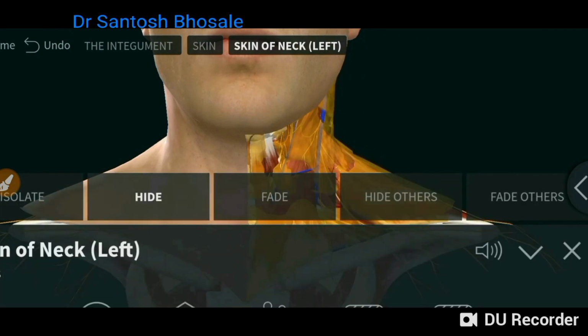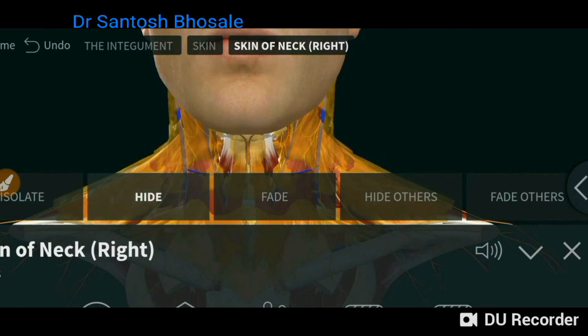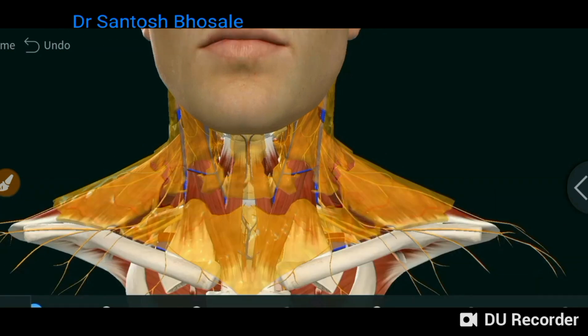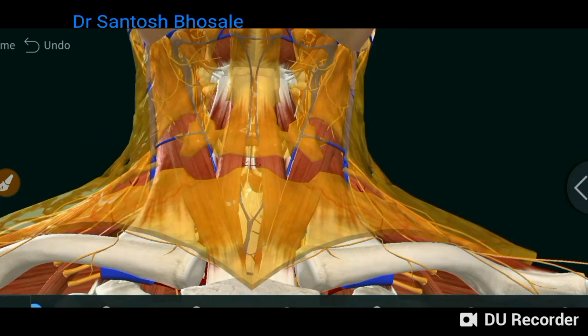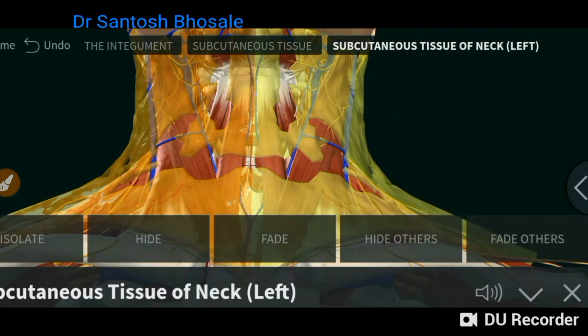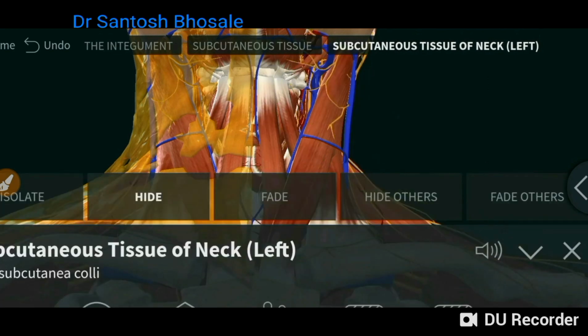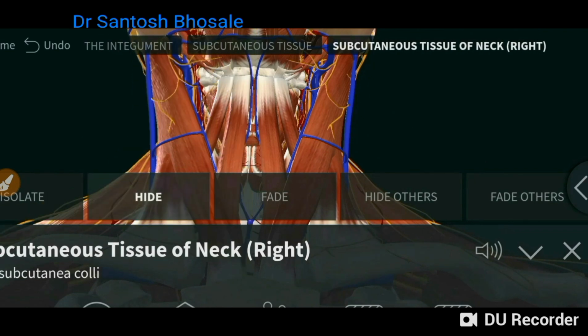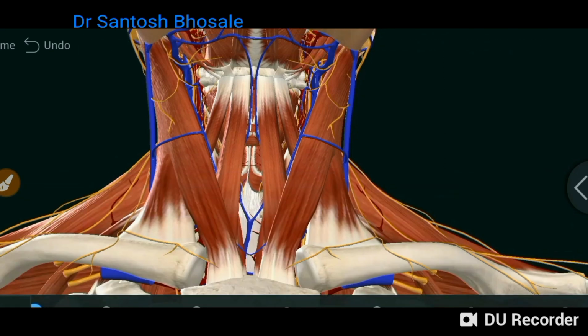And when you see the roof of the anterior triangle, you see skin and superficial fascia, containing the anterior jugular veins, tributaries of the external jugular vein, and the transverse cervical nerve, which is a cutaneous branch of the cervical plexus. Other branches of the cervical plexus you have already seen in the posterior triangle. You can go through the video of the posterior triangle in this channel, where you will see all the branches coming from the cervical plexus. The only branch coming here is the transverse cervical nerve.